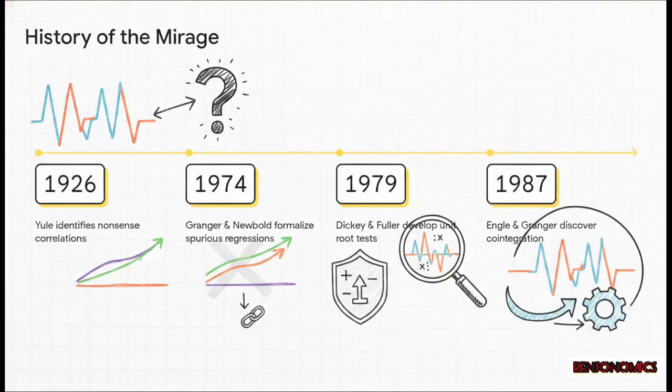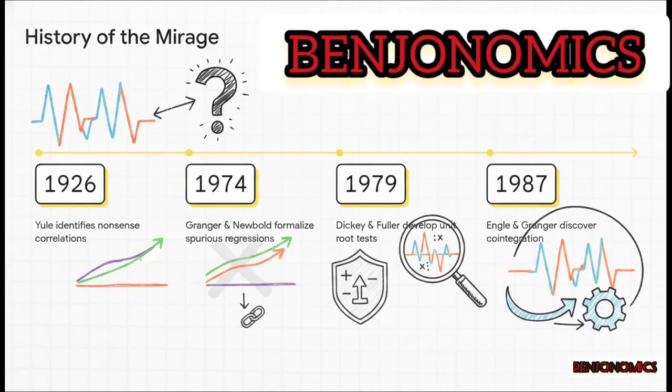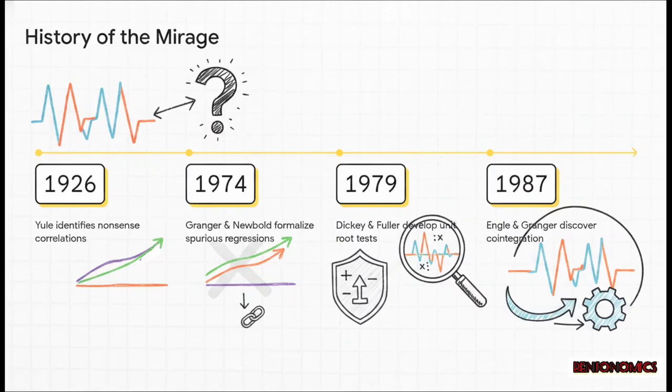The battle for data truth actually has a fascinating timeline. It literally took a century of econometricians fighting against false signals to build the tools we use today. It started with Ewell's warning in 1926. Then, by 1974, Granger and Newbold formalized this issue in econometrics, proving that non-stationary data produces completely spurious regressions. Fast forward to 1979, Dickey and Fuller gave us the math to test for it, and then in 1987, Engle and Granger absolutely revolutionized how we handle it with co-integration.